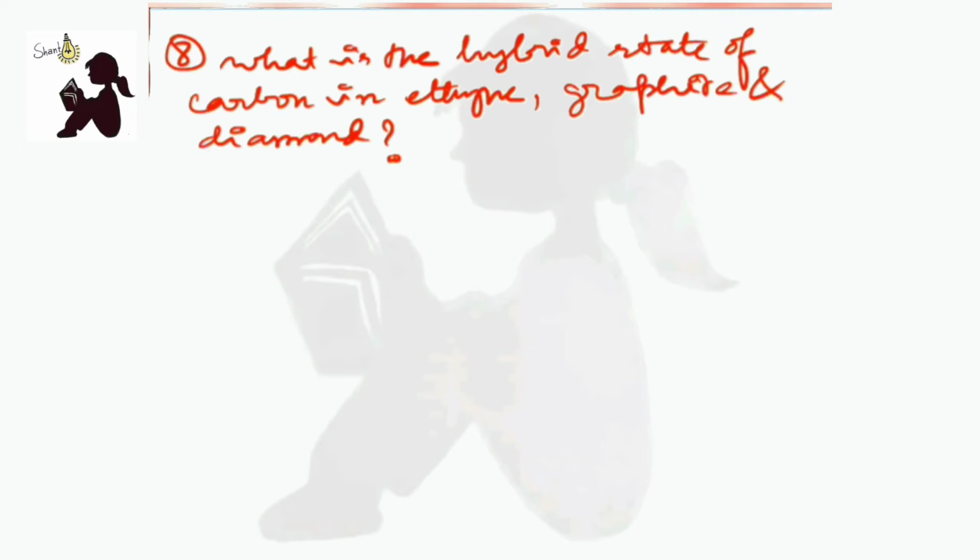So let's see the eighth question. They said what is the hybrid state of carbon in ethyne, graphite, and diamond. Now this is an objective type of question, okay, so you have to remember it. In ethyne, the shape of ethyne is HC triple bond CH, so it will be sp, right?